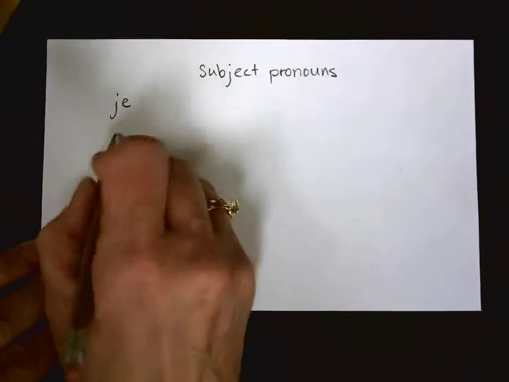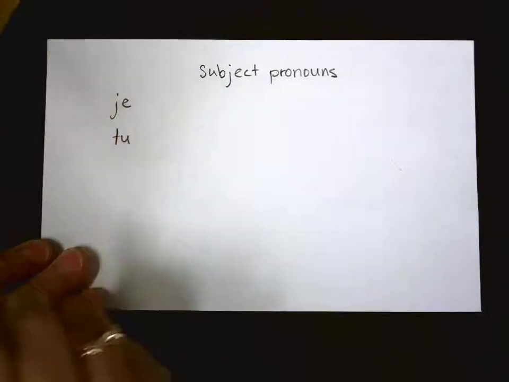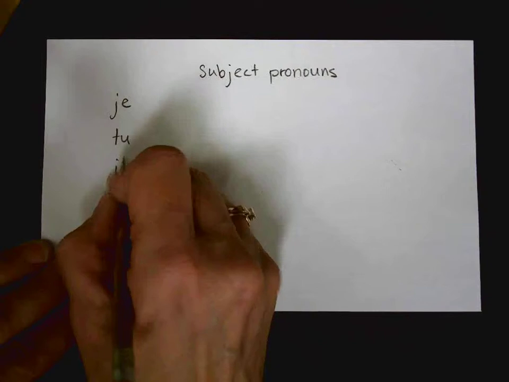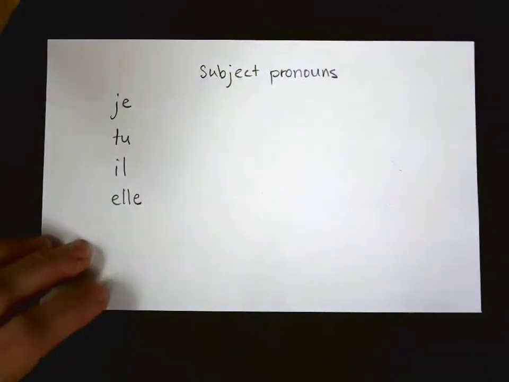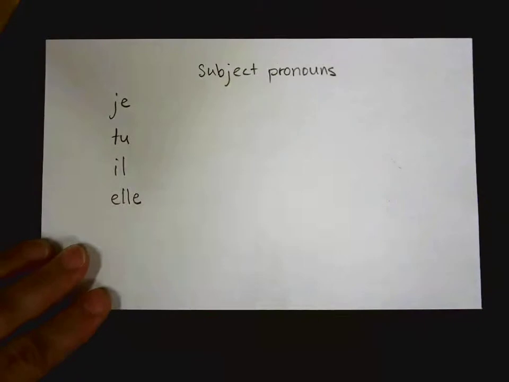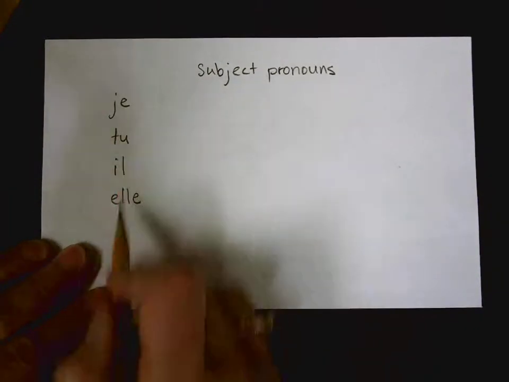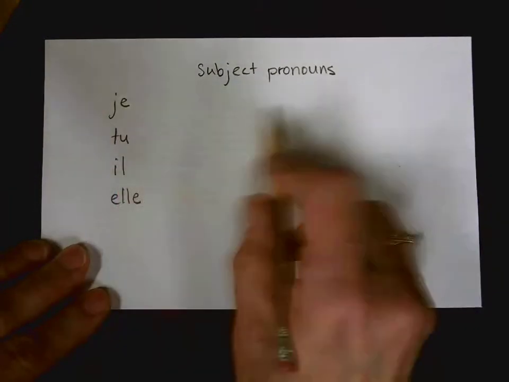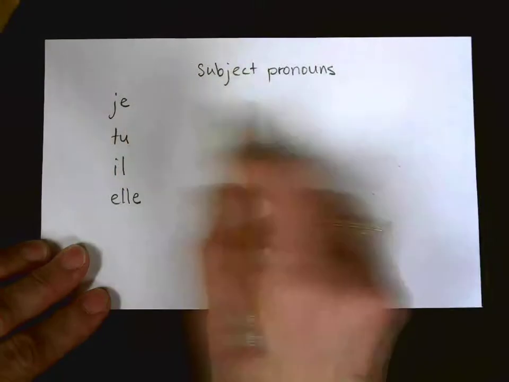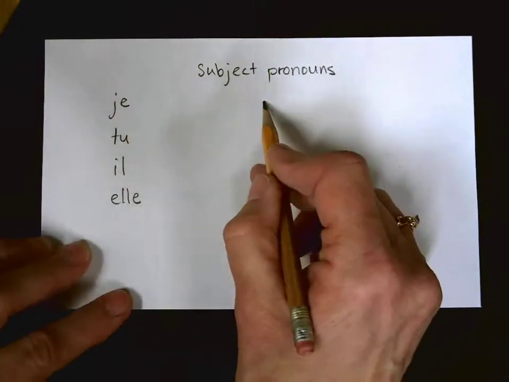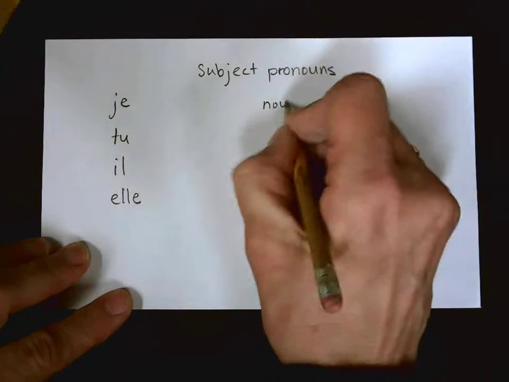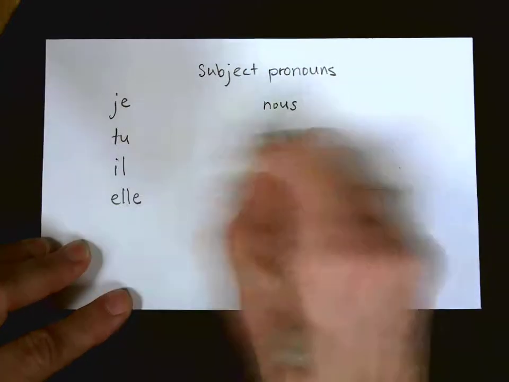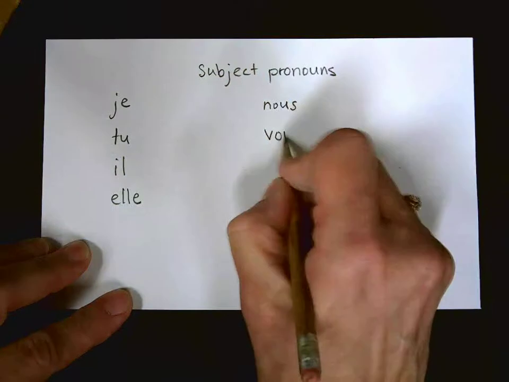je, tu, il, elle. Please copy this chart exactly the way I'm writing it, so that you have this column here, and then across from, leaving a space, because we're going to define them in a minute, right across from je, please write nous. Across from tu, vous.